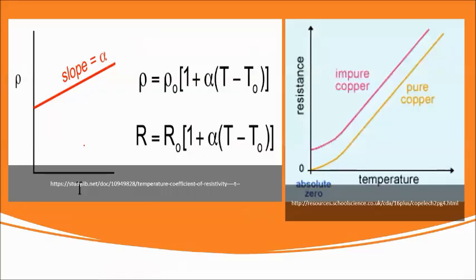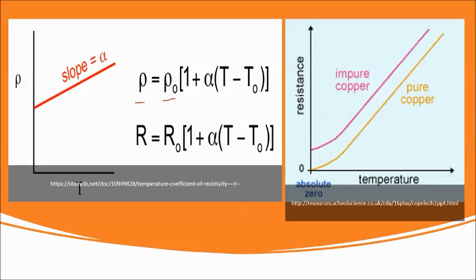Let us move. Okay, so we have here the resistivity temperature curve relationship. So the resistivity of a conductor increases with temperature. In the case of copper, the relationship between resistivity and temperature is approximately linear over a wide range of temperature.